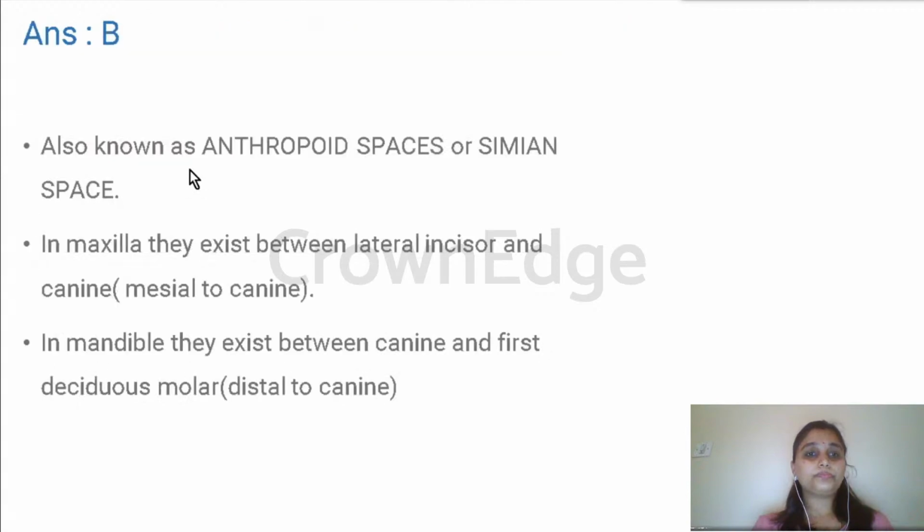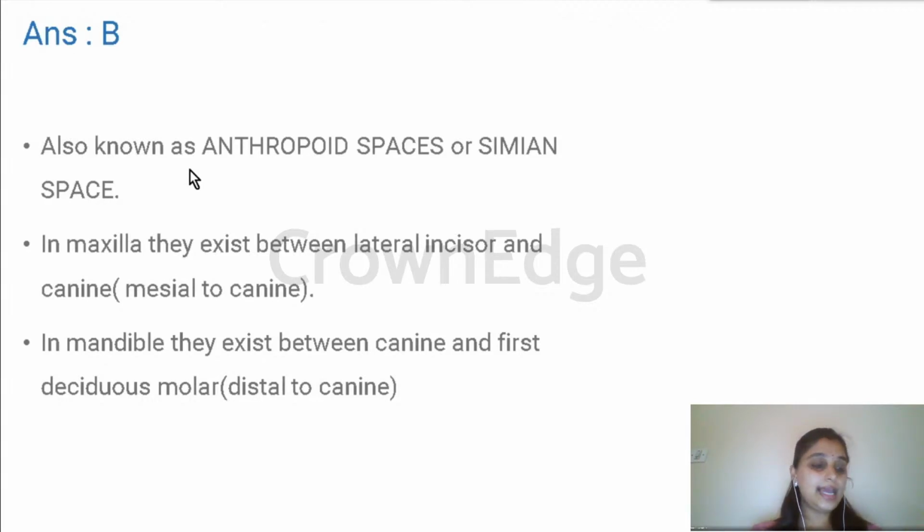Now, like I said, you have a spaced dentition in the primary dentition period. So any space that is present is known as a physiological space or a primate space. Now, one particular space that is present is known as your simian space or your anthropoid space.